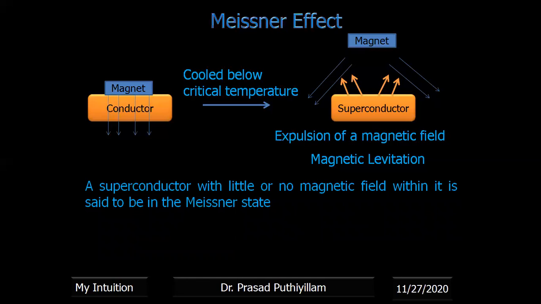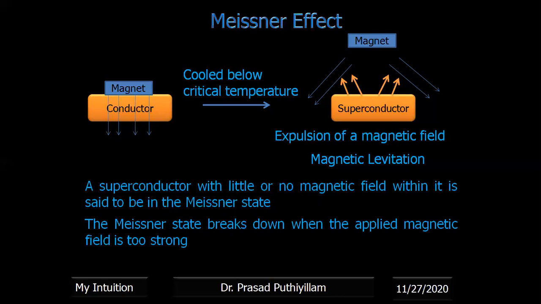A superconductor with little or no magnetic field within it is said to be in the Meissner state. The material which is showing the Meissner effect is in a Meissner state. The Meissner state breaks down when the applied magnetic field is too strong. So if a very strong magnet is introduced or a high magnetic field is applied, then the Meissner effect will not exist. Based on the Meissner effect, superconductors can be divided into two classes, type 1 and type 2, which I will explain in the next class.